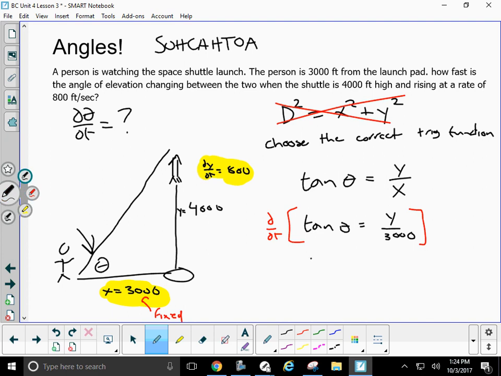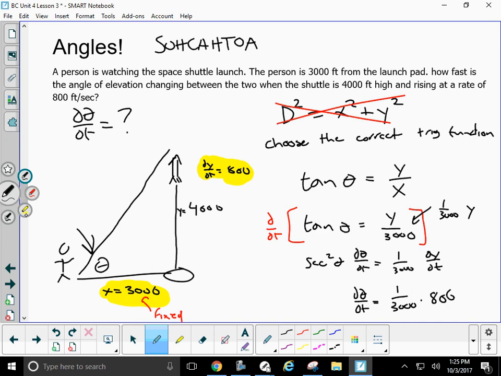I get secant squared theta times d theta dt is equal to, don't use the quotient rule here, but be careful. Since y is in the numerator, we can write this as 1 over 3,000 times y. Its derivative would be 1 over 3,000 dy dt. No need to use the quotient rule there. All right, I'm trying to find d theta dt. I'm given dy dt, so I got d theta dt is equal to 1 over 3,000 times 800.